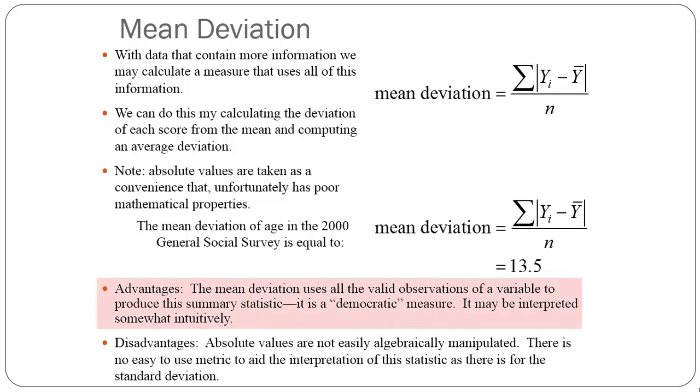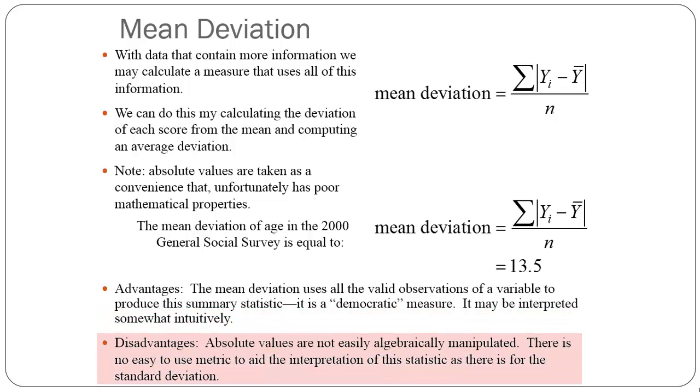So the advantage of this measure is that it's a democratic measure and it's centered around the mean. It can also be interpreted pretty easily. The downside of this measure is when we go on to more advanced statistics, we can't use these absolute values and need to do something else. And that something else is to calculate either the variance or the standard deviation, and that's what we're going to look at next.